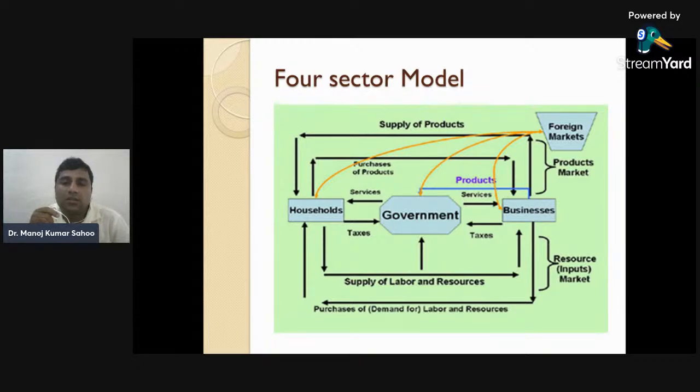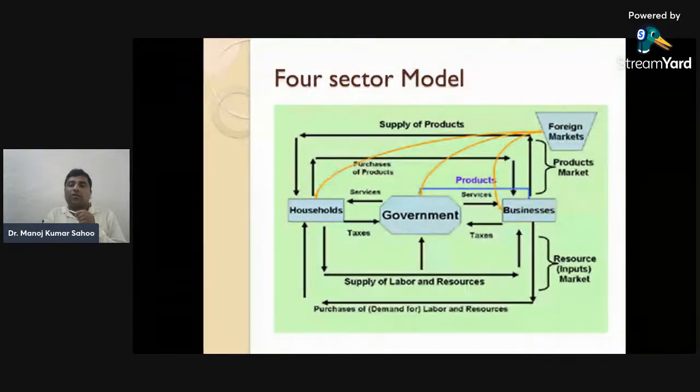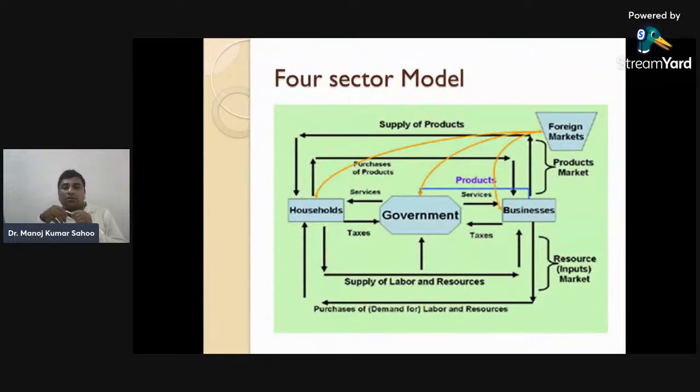So here you can say business is linked through the product market, whereas household is linked with the different types of resources, raw materials to the business sector. So here all these four sectors, foreign sector, business sector, government sector, household sector, are always interlinked. Okay, so you clearly see how all these four sectors are interlinked with each other.